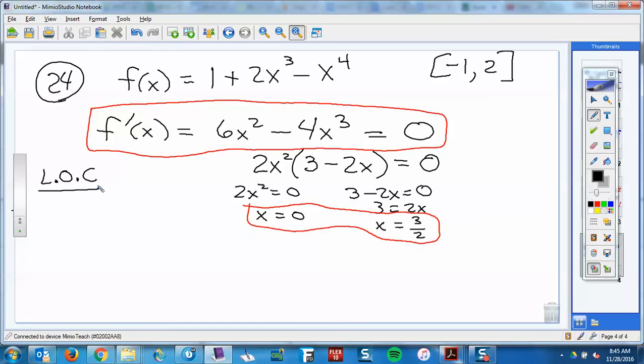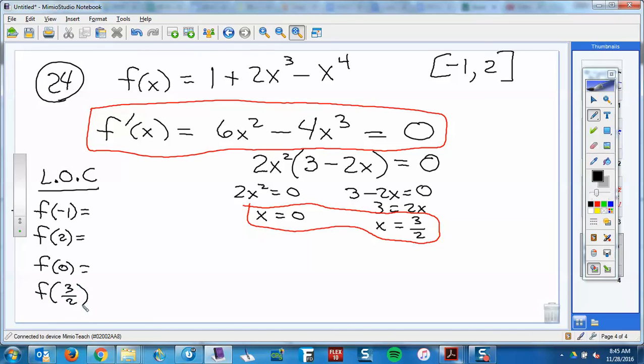Now, here's how I want you to write that. So we're going to plug them back into the original. So that means we need to know f of -1. We need to know f of 2. What order you put these in doesn't matter. We need to know f of 0. And we need to know f of 3/2 or 1.5.